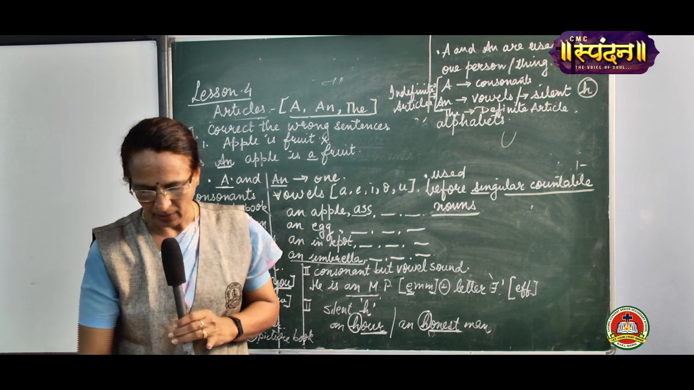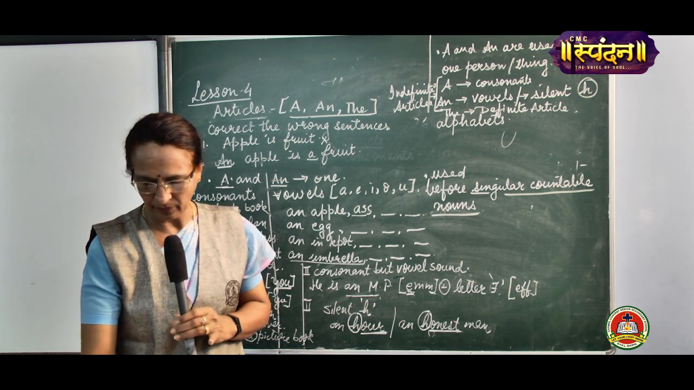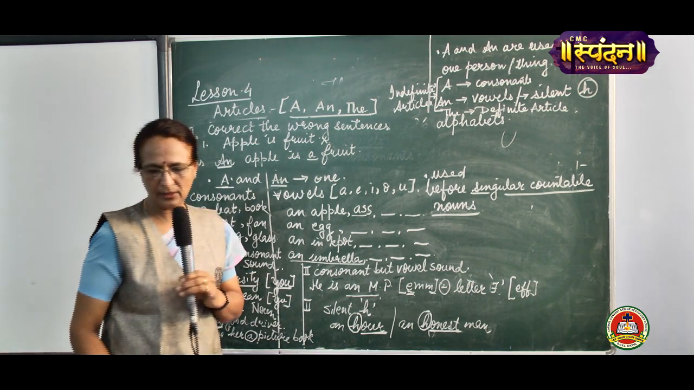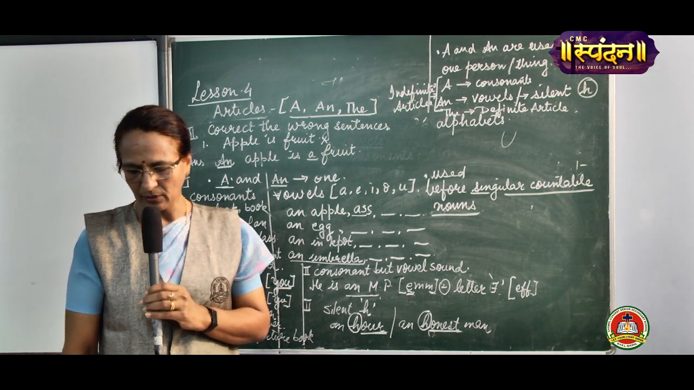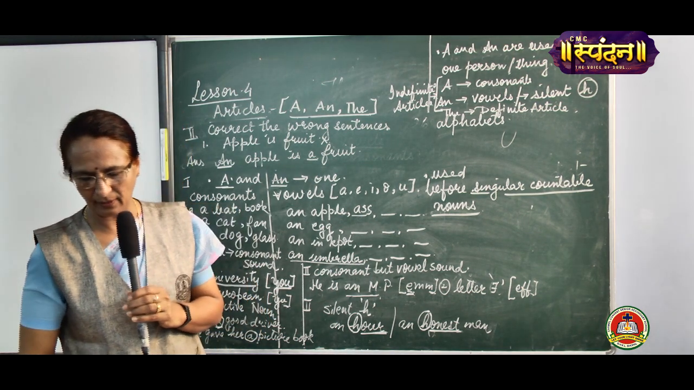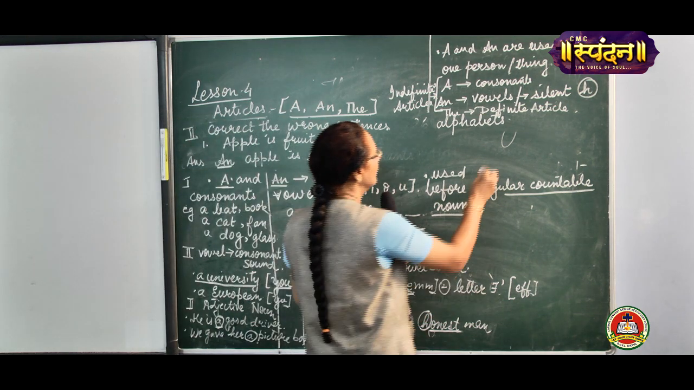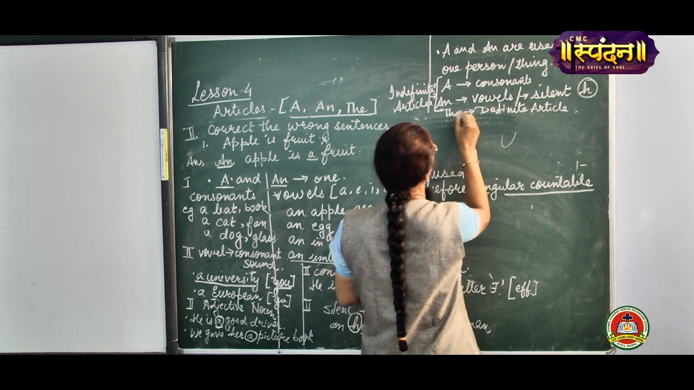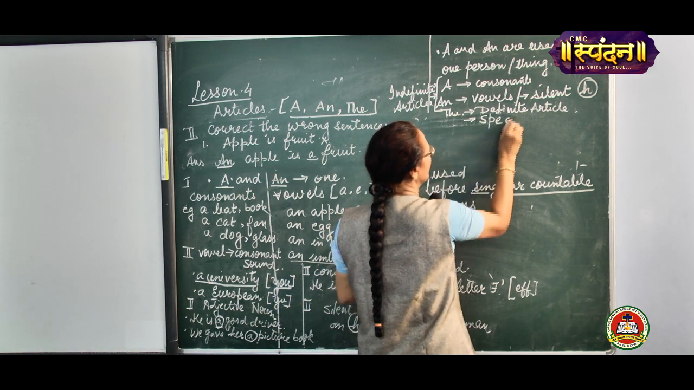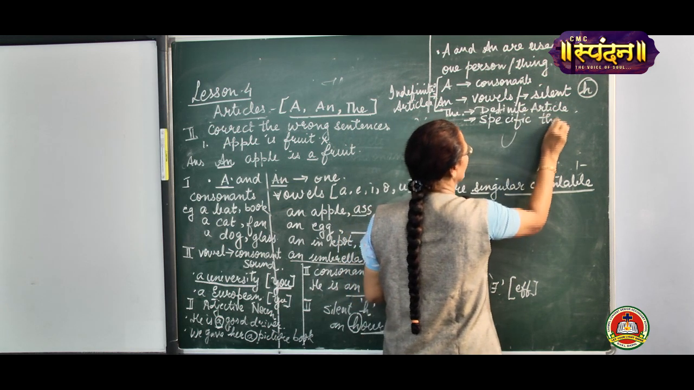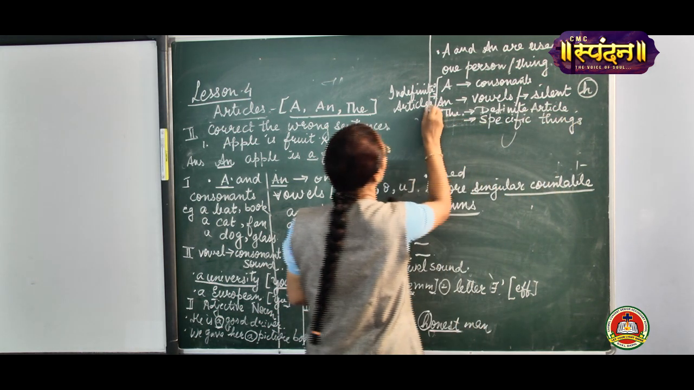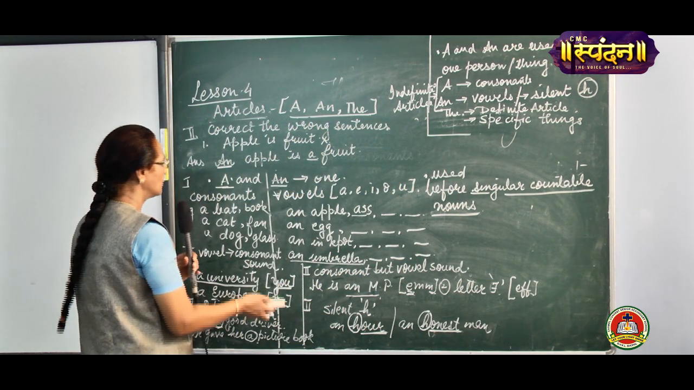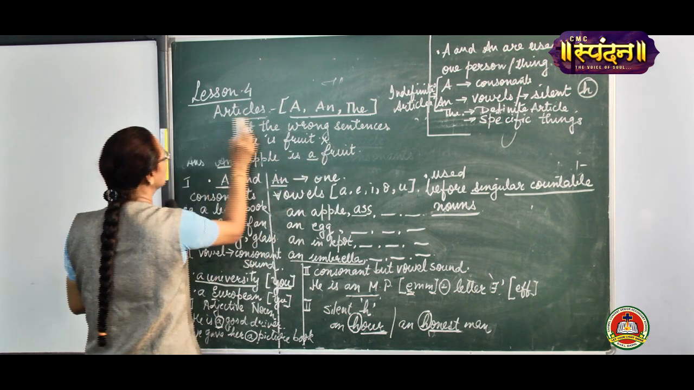Now, coming to the. The, I told you, is a definite article. We use the to talk about a specific thing. The is used for specific things. That is why it is called a definite article. Now, children, I think this will be very clear to you.